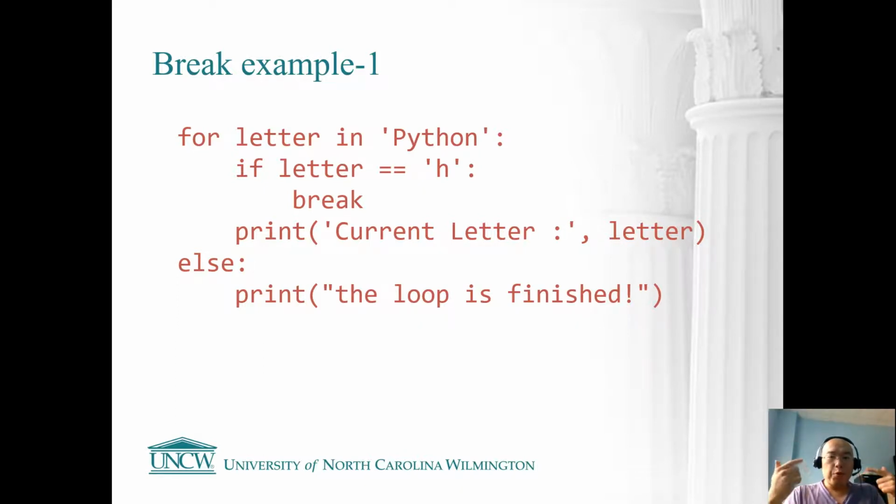Okay, if we want to run this program in your mind, the first letter is P, and P is not H, so break is not triggered, and then we print P. The next one, Y is not H, so break is not triggered yet, we print Y. Then T is not H, so we print T. And then for the H, letter equals H is true, so we do a break.